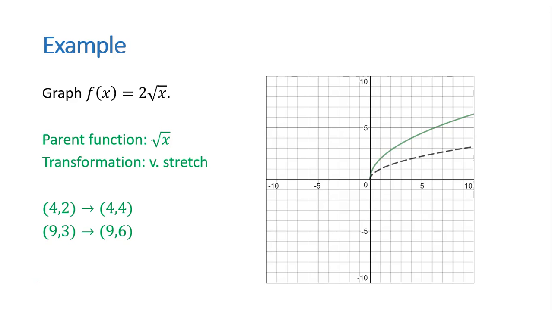So notice if you can identify where those key points are, the ones on our new graph are double the distance away from the x-axis. In other words, we've stretched them vertically by a factor of 2. Well, what happens if we go in the other direction? So now let's graph f of x is equal to 1/2 times the square root of x. Same parent function, starting with a square root function. We're multiplying by 1/2 after the parent function is already applied, so it's going to be a vertical transformation.